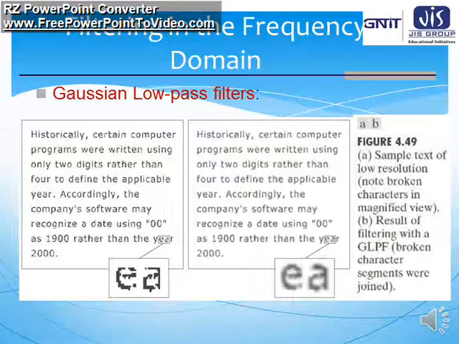If we zoom in on the word here, you can see E and A are almost broken on the left side, whereas after using the Gaussian low pass filter it is quite clear, and E and A are reconstructed. So the output of the Gaussian low pass filter enhances the quality of the input text image.